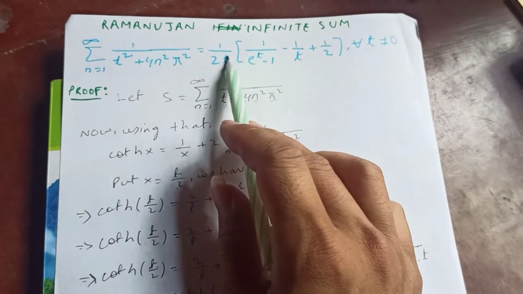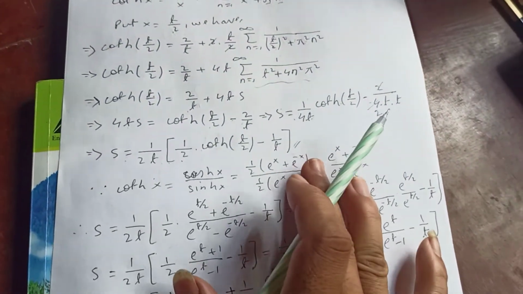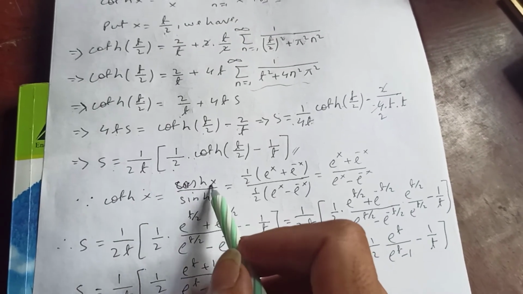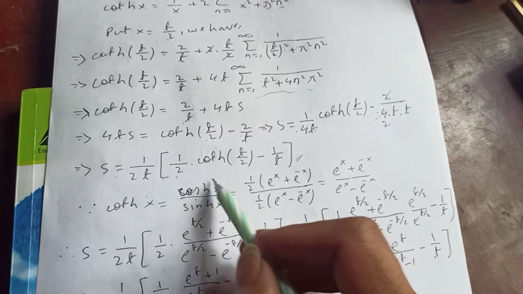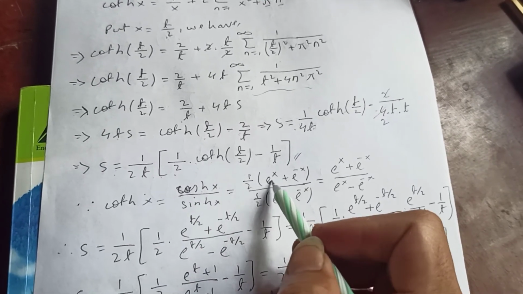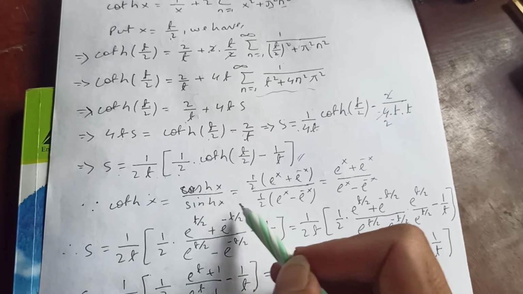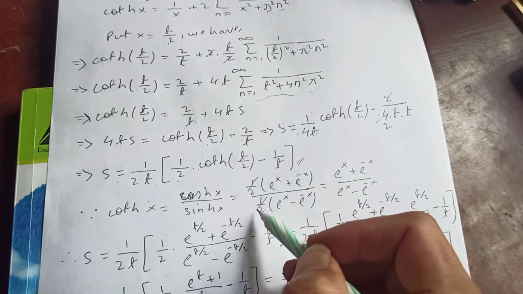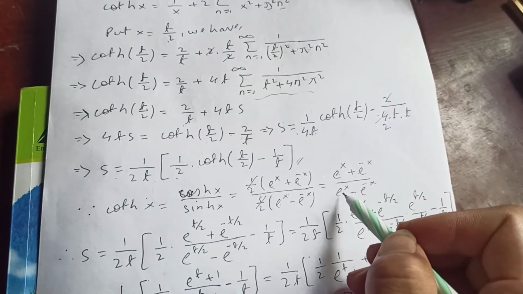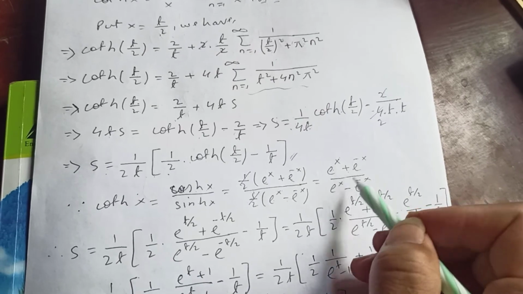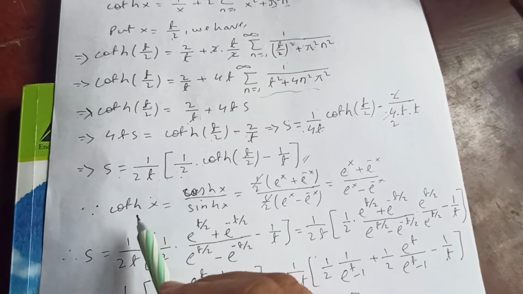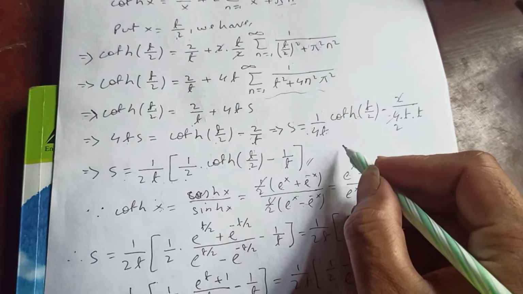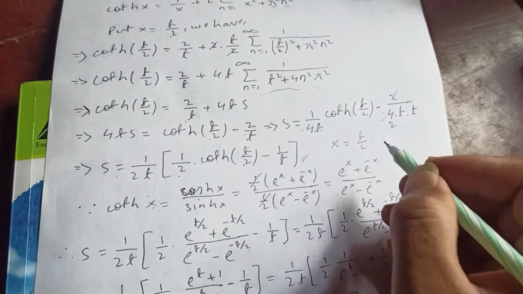Now to get this, we just have to simplify further, okay? Coth of x is, from the definition, cosh x upon sinh x. So cosh x is nothing but 1 upon 2 times e to the x plus e to the negative x, upon sinh x, which is nothing but 1 upon 2 times e to the x minus e to the negative x. Cancel out, you will get e to the x plus e to the negative x upon e to the x minus e to the negative x. Now coth, we need t upon 2.